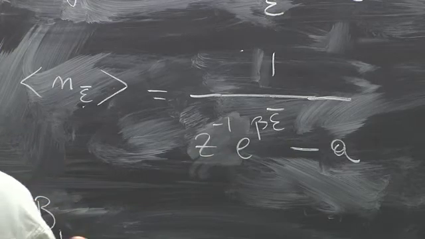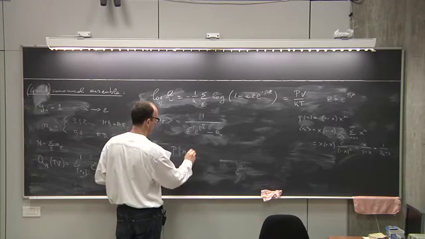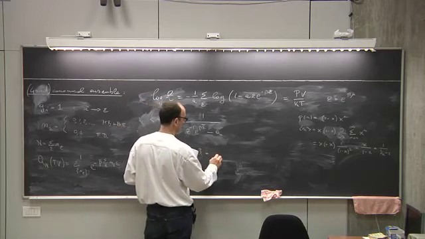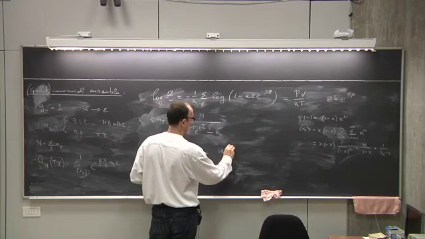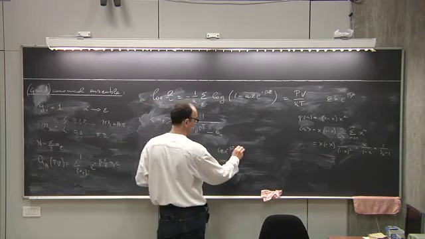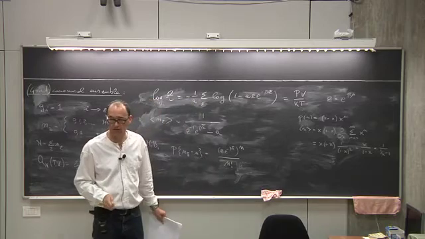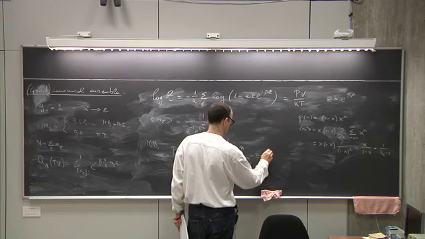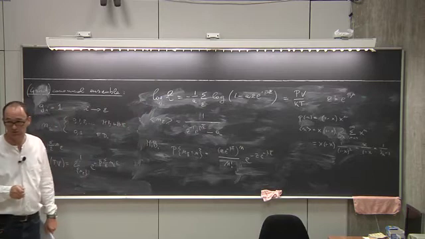So for the Maxwell-Boltzmann distribution, you can see that the probability that a particular energy level is occupied with n particles will be the same result which we have found previously, but divided by n factorial. And the normalization in this case is just e to the minus z e to the minus beta epsilon. So this is the Poisson distribution.